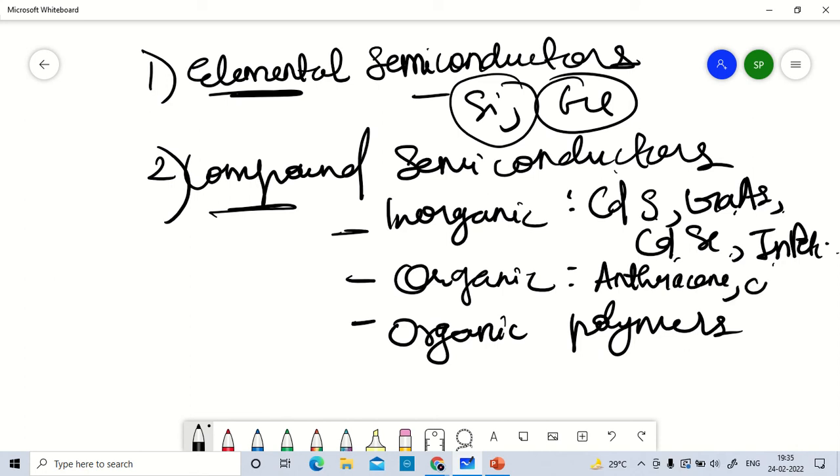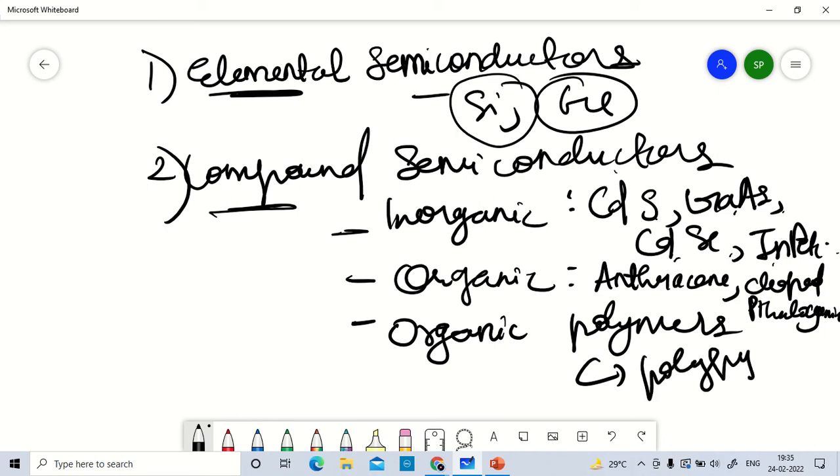Anthracene, doped phthalocyanine. And organic polymers: polypyrrole, polyaniline, polythiophene, etc. Polypyrrole, I have no idea what spelling I'm writing. Polyaniline, okay, it's correct. And polythiophene. So you need to remember these by heart.